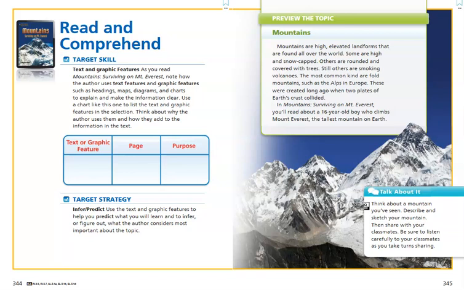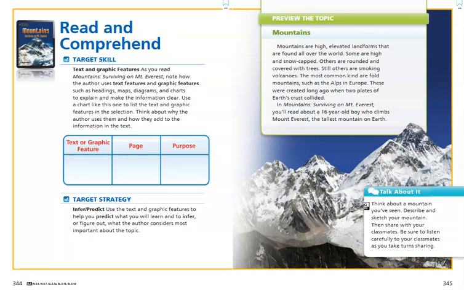Okay, so if we were able to do our word of the day, that would be infer or make an inference. Okay, so the other strategy is predict, and we've done that quite a lot as well, right? We always want to predict while we're reading to see if we can figure out what might happen next. And down here it says, use the text and graphic features to help you predict what you will learn and to infer or figure out what the author considers most important about the topic.